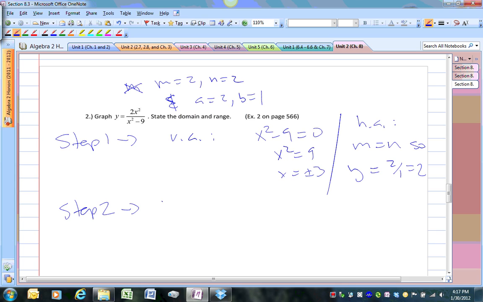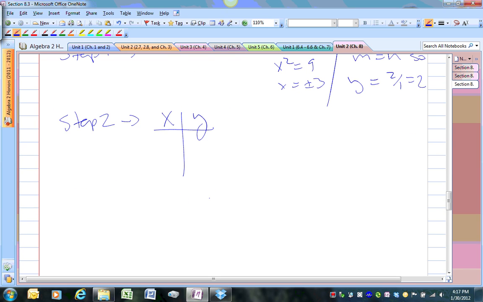Now step 2, we make a table. Before I make my table, let's plot the asymptotes.